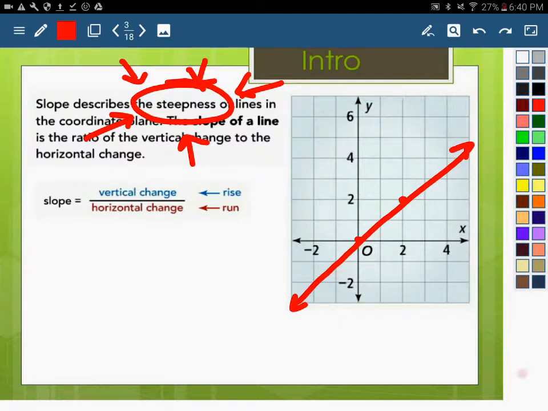So when I think about the vertical change from point to point, and again I'm going to talk about the point (0, 0) and the point (2, 2) that lie on this line, think about from (0, 0) how far you have to rise to get to the next point. So I had to rise 2 units to get up to the next point. Then I had to run 2 units to get from point to point. So I went from (0, 0) to (2, 2) by rising 2 and running 2.